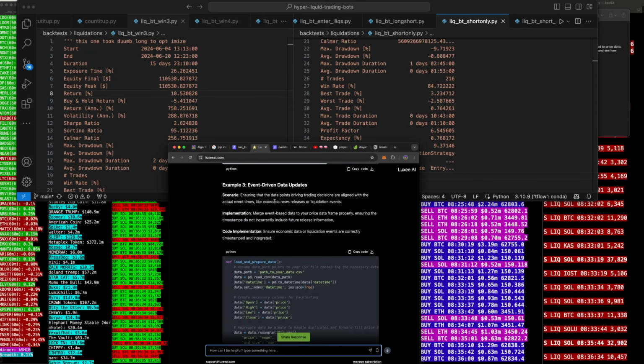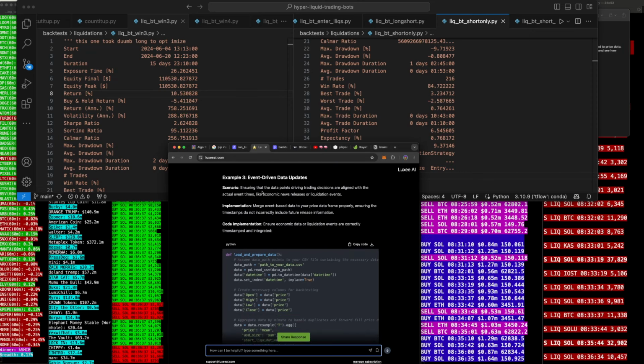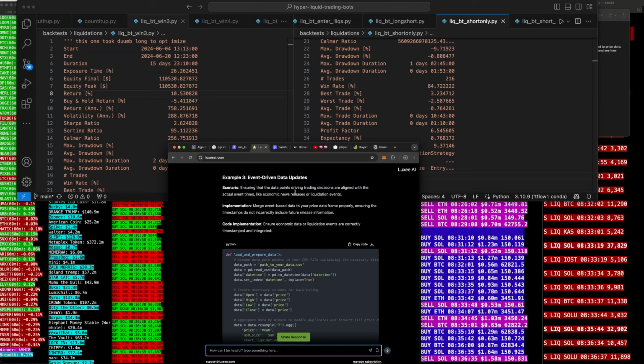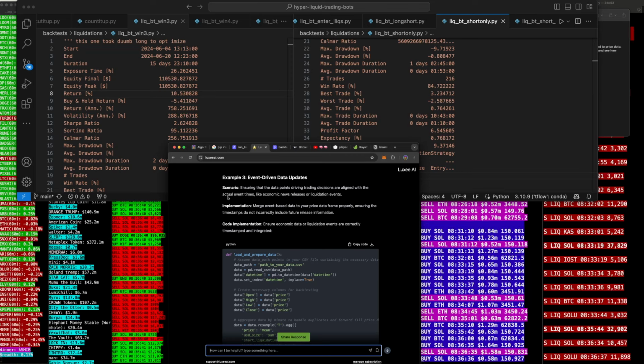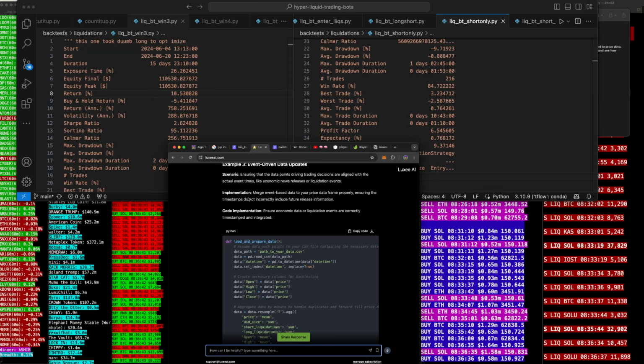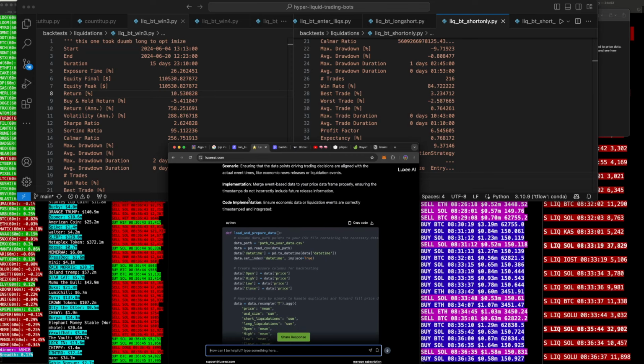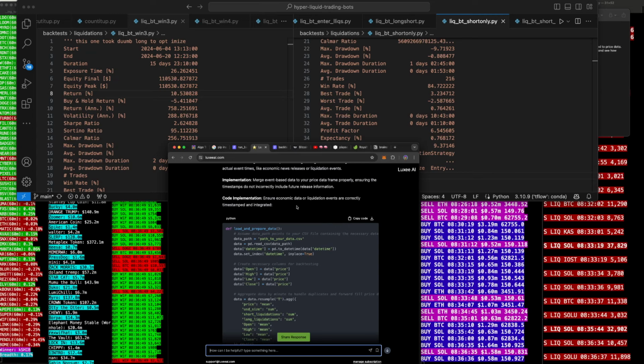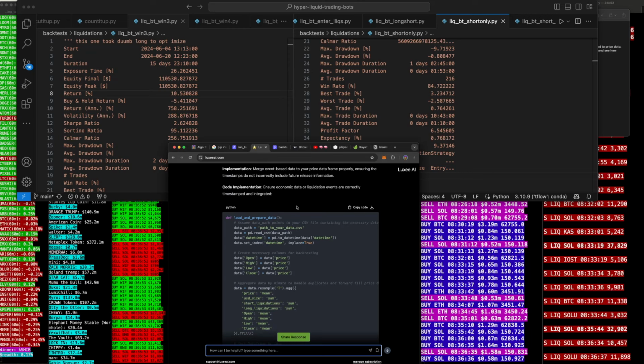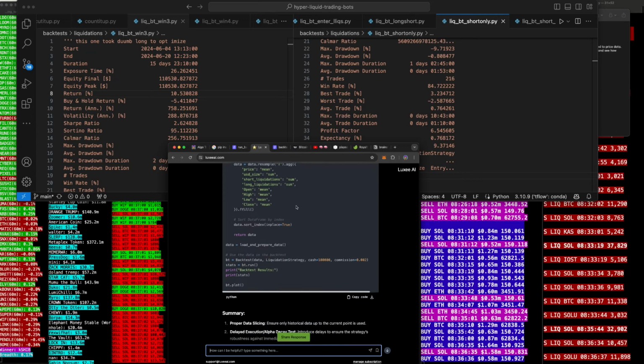Example 3, event-driven data updates. Ensuring that the data points driving trading decisions are aligned with actual event times like economic news releases or liquidation events. Implementation, merge event-based data to your price data frame properly, ensuring the timestamps do not include future release information. Code implementation, ensure economic data or liquidation events are correctly timestamped.